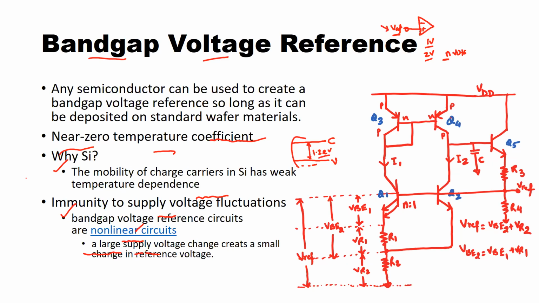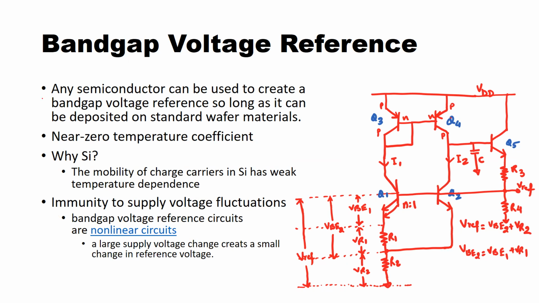So like I said, any semiconductor in principle can be used to create a bandgap voltage reference, as long as it can be deposited on a standard wafer material. A wafer is a substrate or a material where you fabricate a lot of integrated circuits. For example, these small square dots are dies, made of silicon or any semiconductor material. And these dies or silicon chips can each be a bandgap reference circuit.